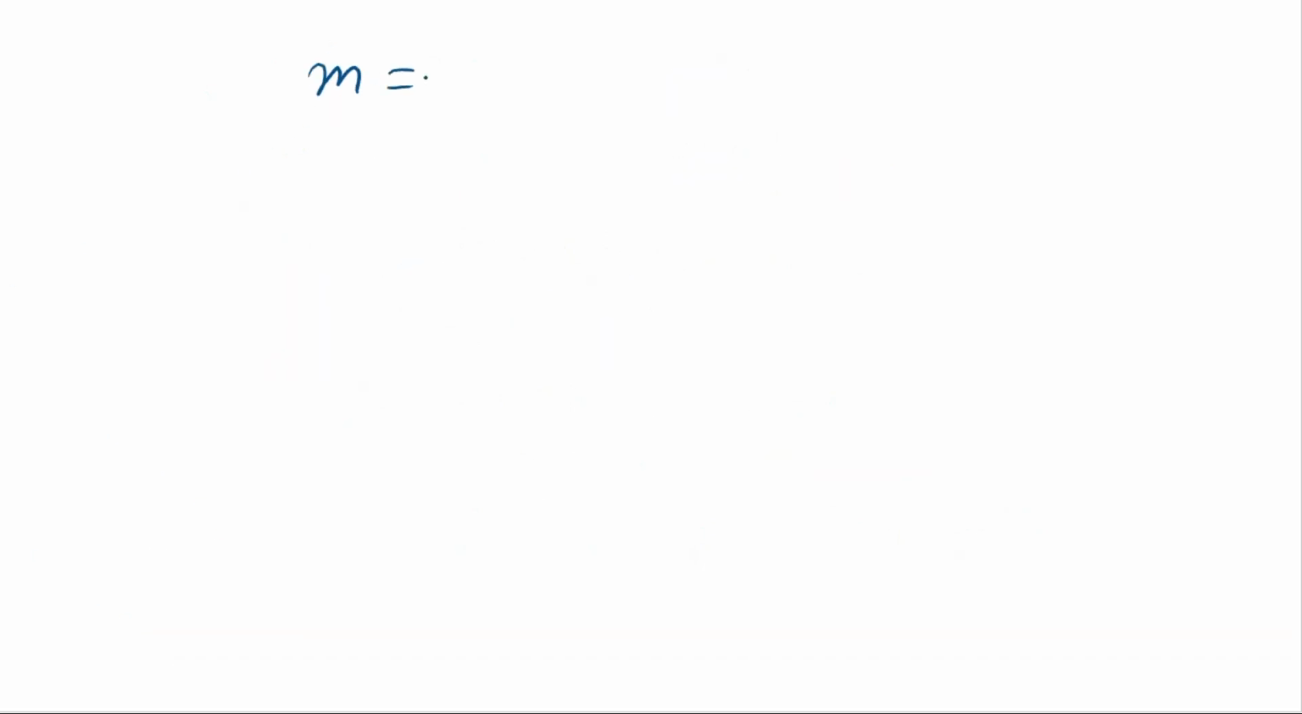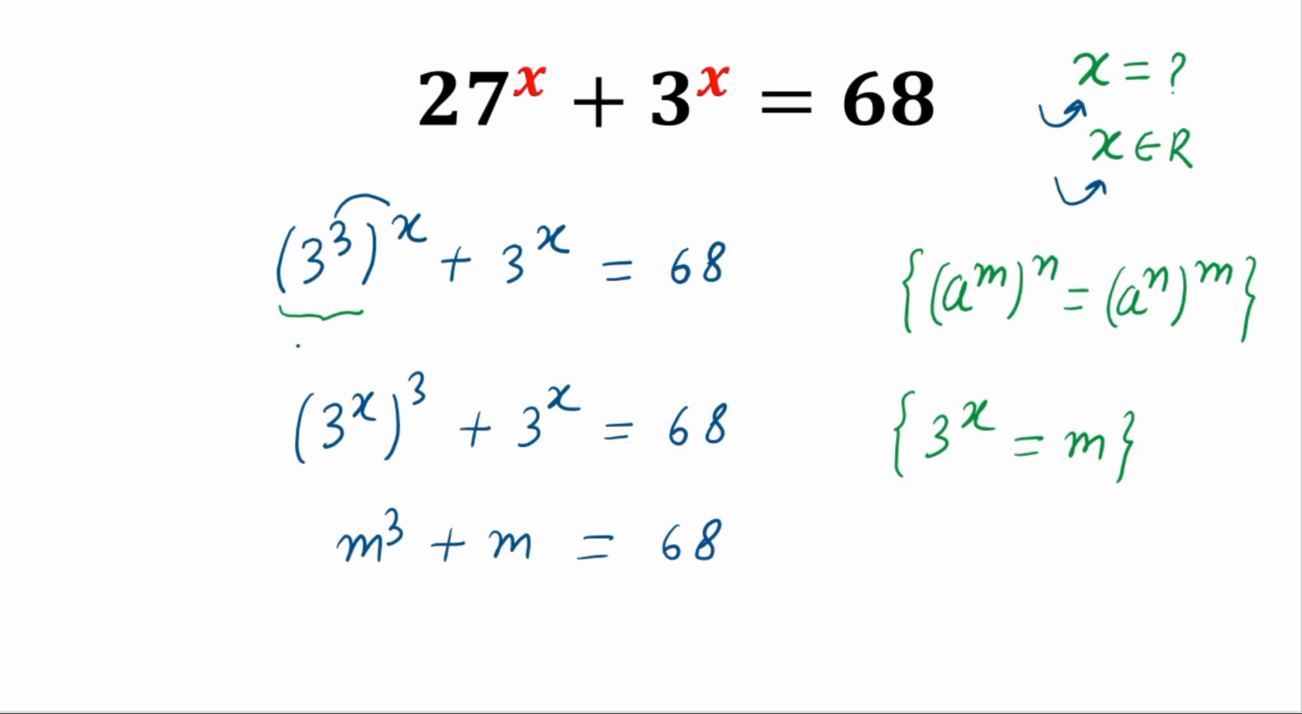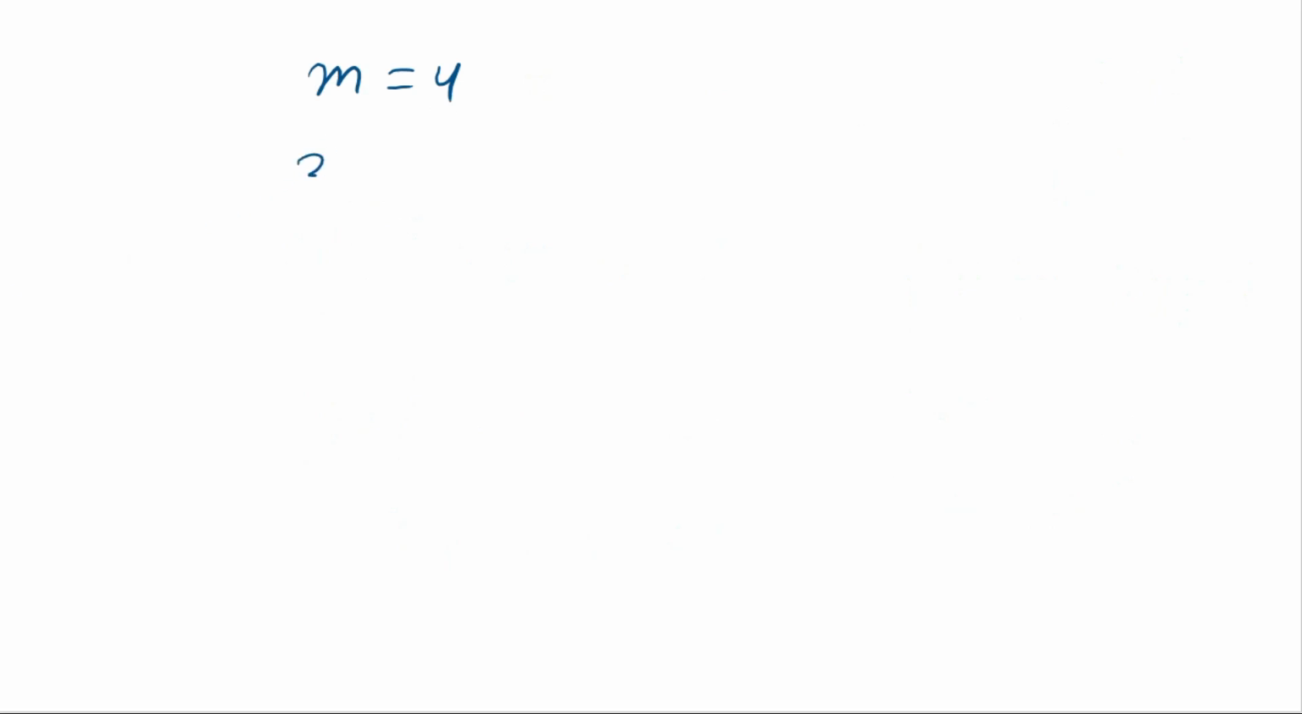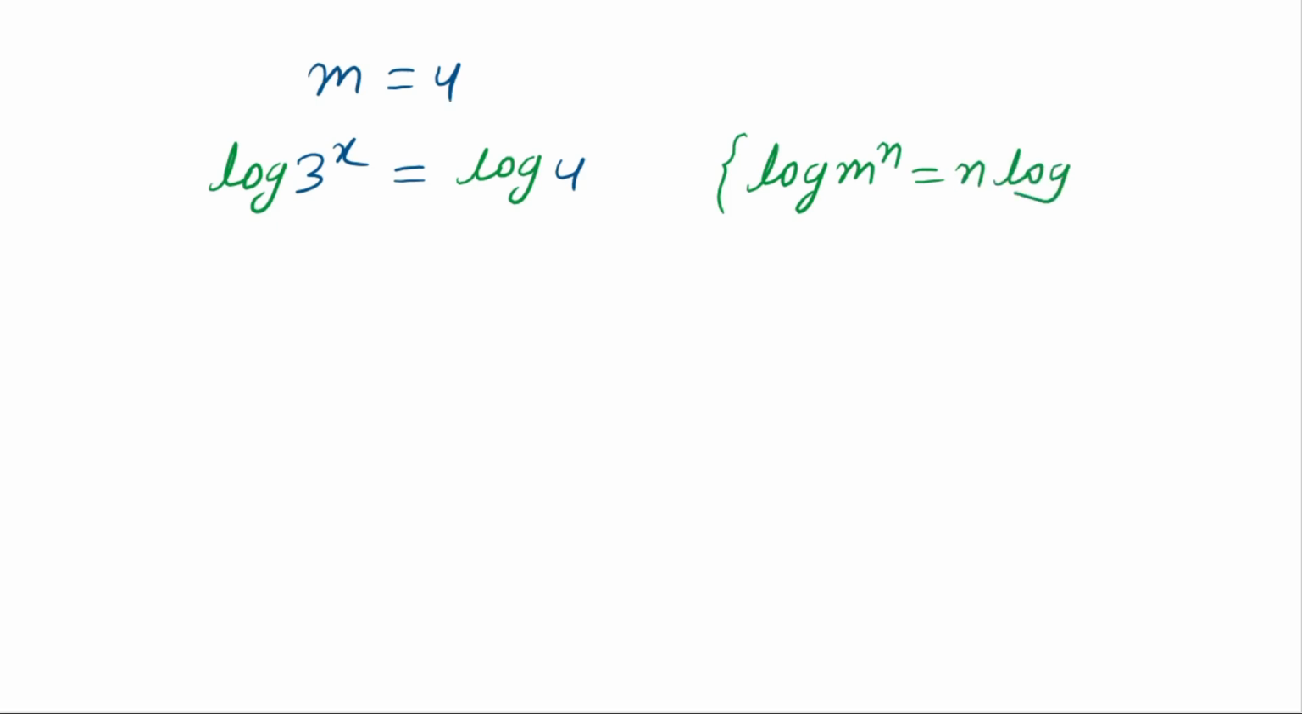M is equal to 4, and we know that m is 3^x. So m is replaced by 3^x, and this is equal to 4. Now if we take log on both sides, and on the left-hand side apply the rule log m^n = n times log m, then you will get x times log 3 = log 4.